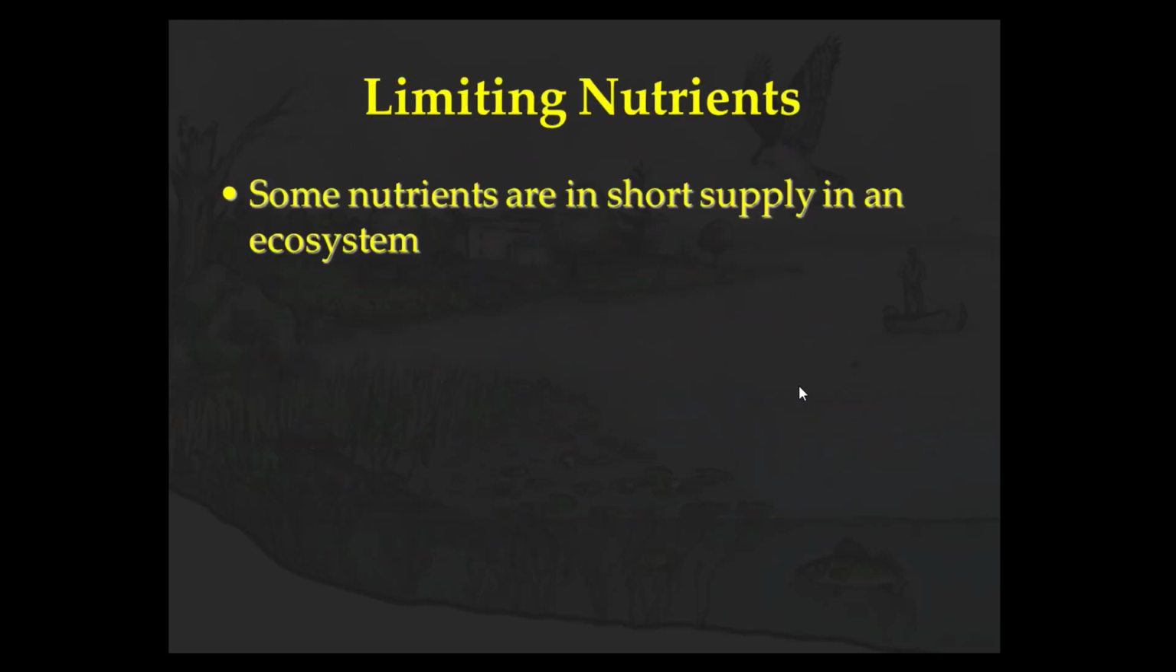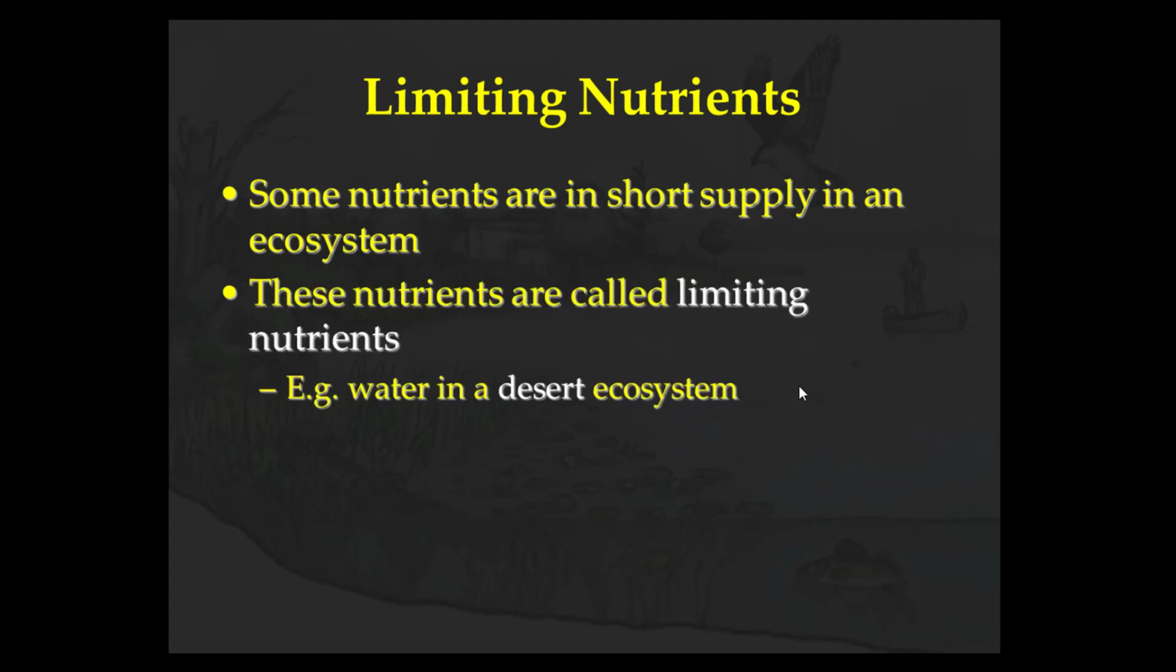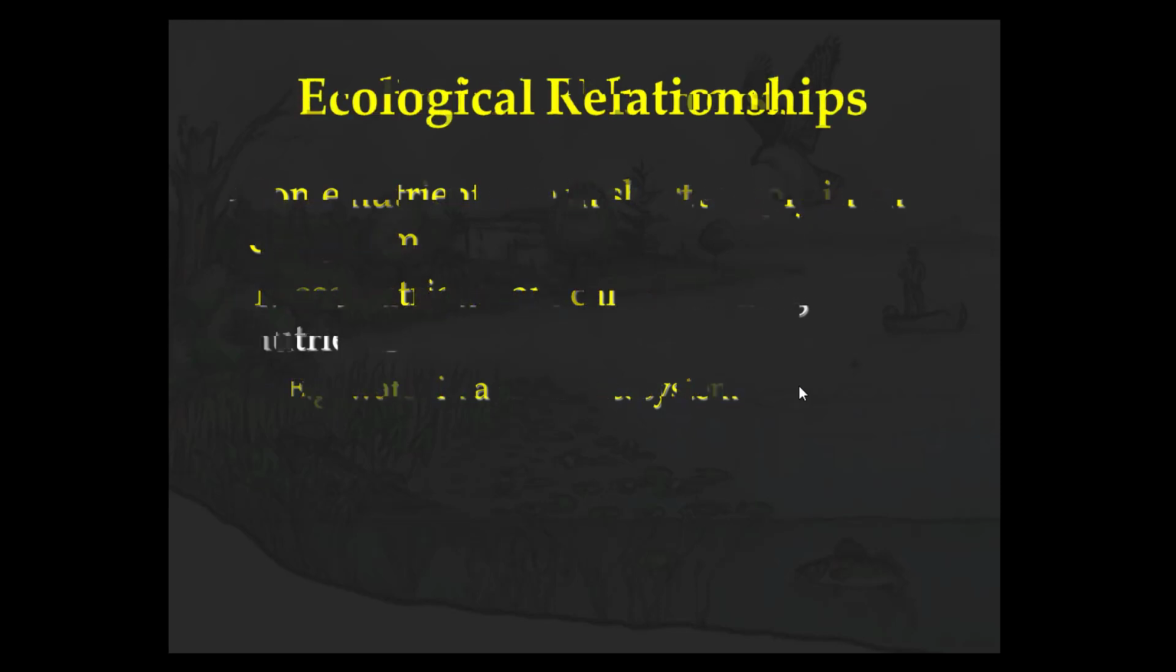Limiting nutrients: some nutrients are in short supply in an ecosystem, and these are called limiting nutrients. For example, water in a desert ecosystem is very scarce. So the plants and other organisms have adapted themselves to the harsh environment. The plants have very small leaves, so they cannot lose extra water through the process of transpiration.